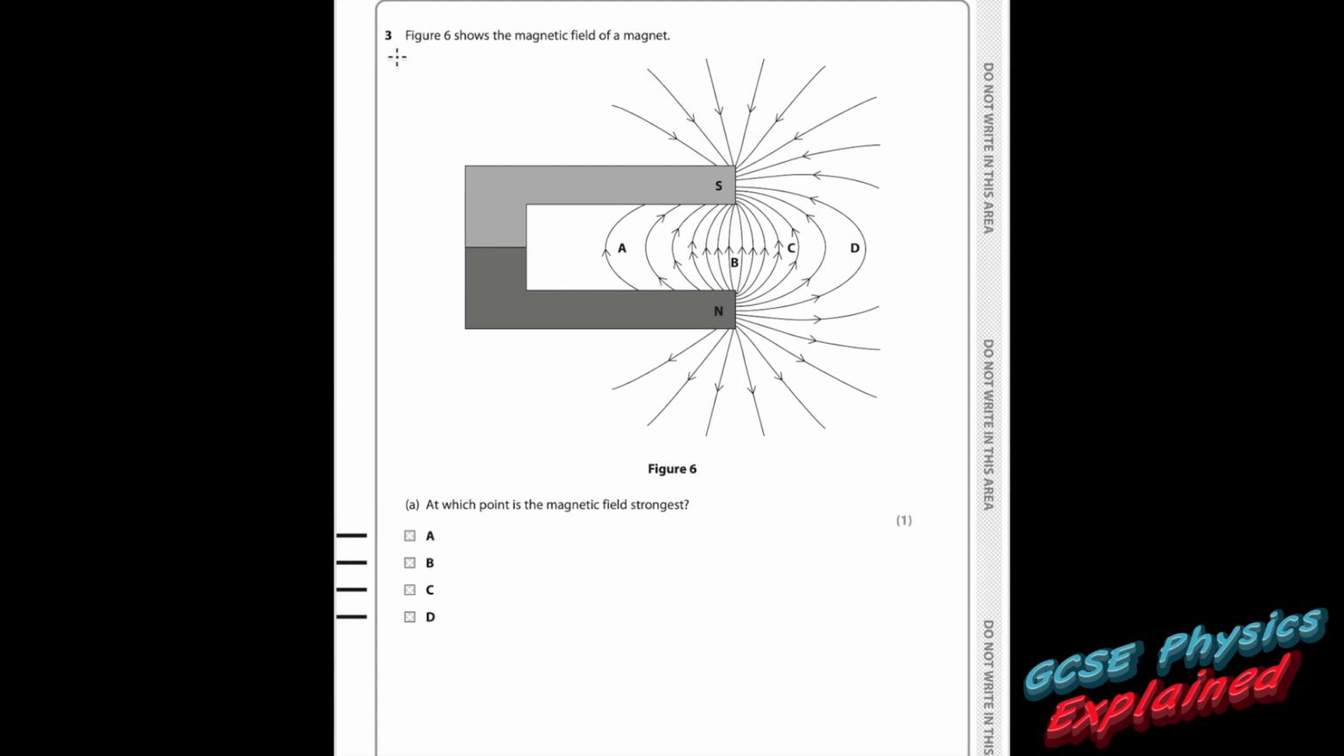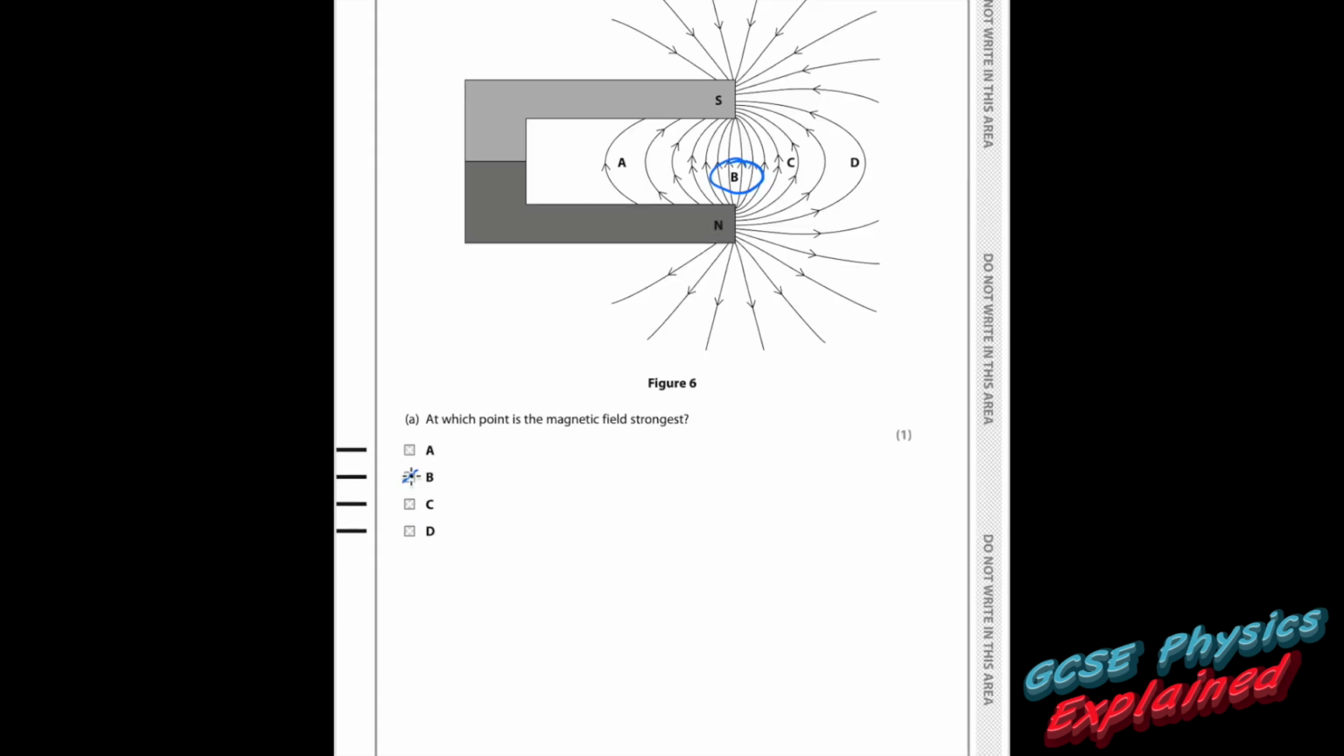Question 3. Figure 6 shows the magnetic field of a magnet. At which point is the magnetic field the strongest? Well, it's the strongest where the lines are the closest together. So that's going to be B. And just to be sure, it's always the strongest nearest the poles, just in case you didn't know that.